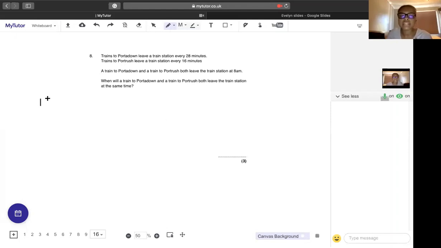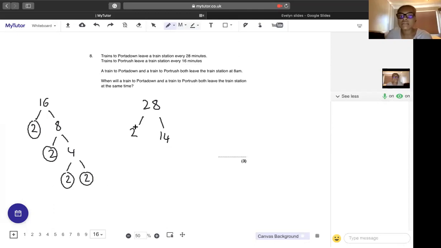So you've got 16, which you can split up. So 2 times 8, 2 times 4, and 2 times 2. So you've got all of your prime numbers here. And the same thing for 28. So you've got 2 times 14, 2 times 7. So you've got 2 times 2 times 2 times 2 for 16, and 2 times 2 times 7 for 28.